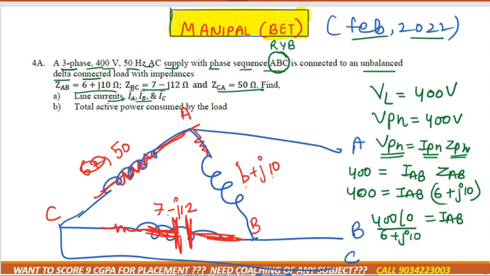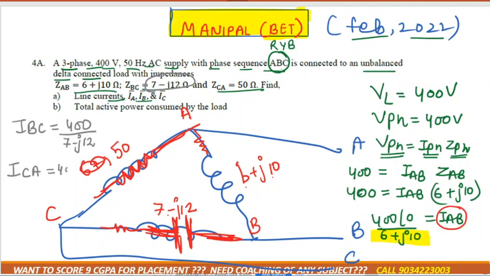Now you know how to convert it. This is in the rectangular form and we need to convert it into the polar form for further solving, right? So after solving, you will get some value for IAB, correct? Similarly, you will get some value for IBC, that I'm directly writing down, that is 400 divided by ZBC, and ZBC is how much? 7 minus j12, correct?